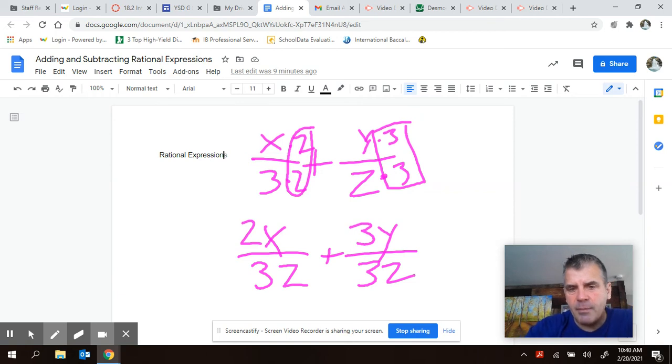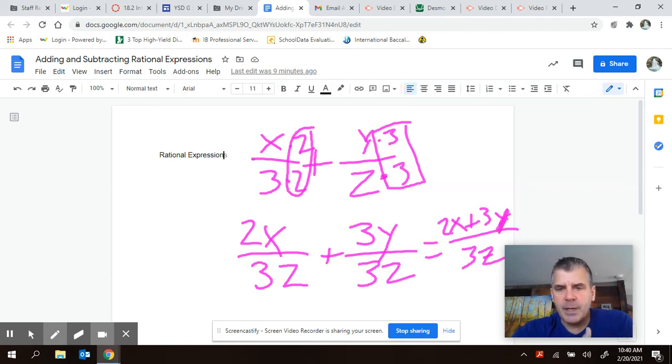And now we can add them together because I have that common denominator. What's the result? It is nothing more than 2x plus 3y all over 3z. That's fully simplified. There's nothing else you can do there. That's a y, by the way. It's done. You have just added a rational expression.